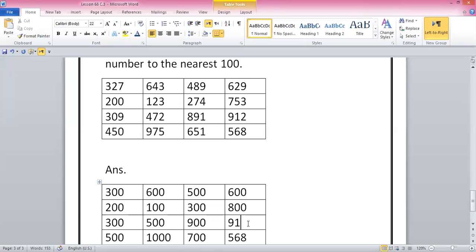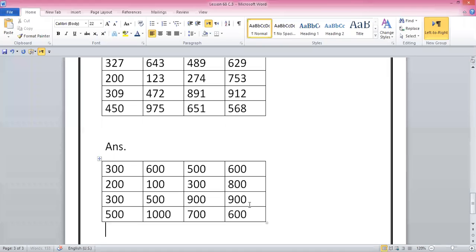912. 900. Very good. 568. 600. Very good. Why 600? Because this is 6, which is greater than 5. Because the value is larger than 5. Very good. Now you have to check your answers, guys. Check your answers. 327.